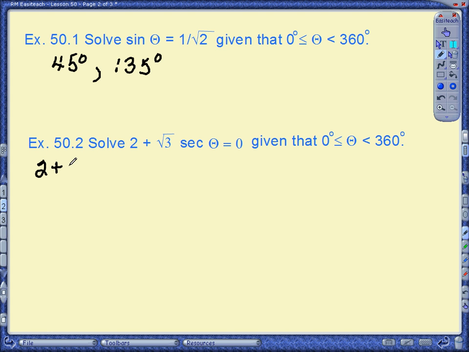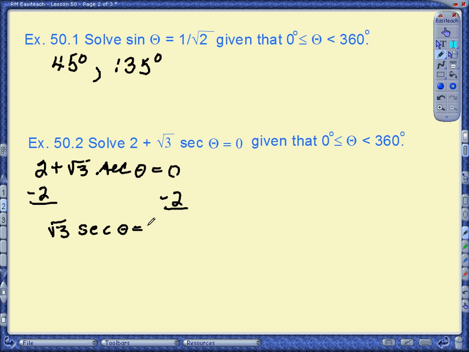Okay, so we have 2 plus root 3 secant theta equals 0. We're going to subtract 2. Our variable is theta, and we have to solve for theta. So first we have to get everything else away from the secant theta. This gives us root 3 secant theta equals negative 2. Divide through by root 3, and we get secant theta equals negative 2 over root 3.